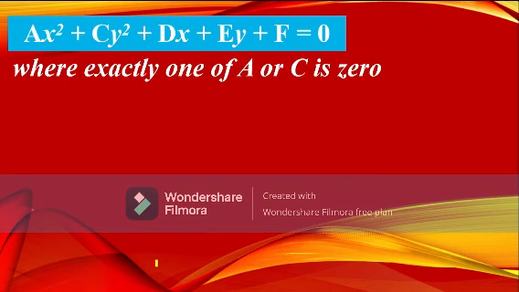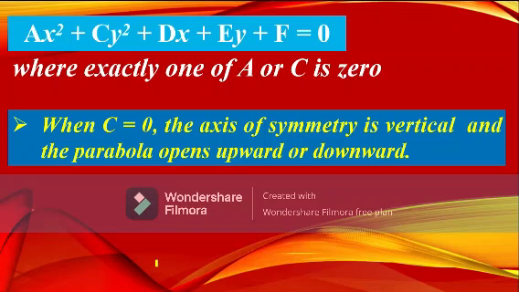Okay, so where exactly one of A or C is 0. Why is this so? Either of these two must be equal to 0. So when C is equal to 0, then the axis of symmetry is vertical. Remember, if it's x that has a square, that follows the (x minus h) quantity squared. So that's why the axis of symmetry is vertical.